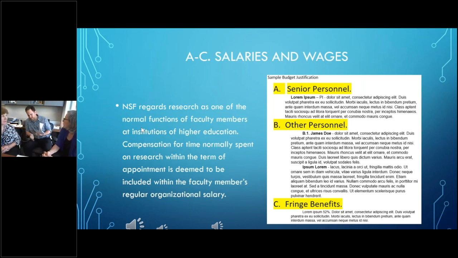Now, Ellen, just as a quick question, this could be put into the budget justification under senior personnel, correct? Is this talked about before the proposal is submitted? Oh, no, you don't talk about it in the narrative. You talk about it only in the budget justification. Okay. Absolutely. Cool.